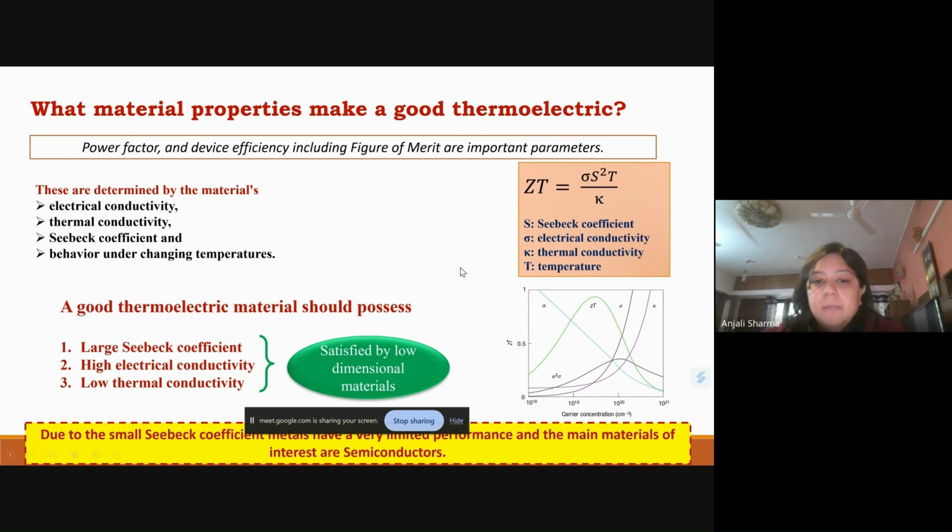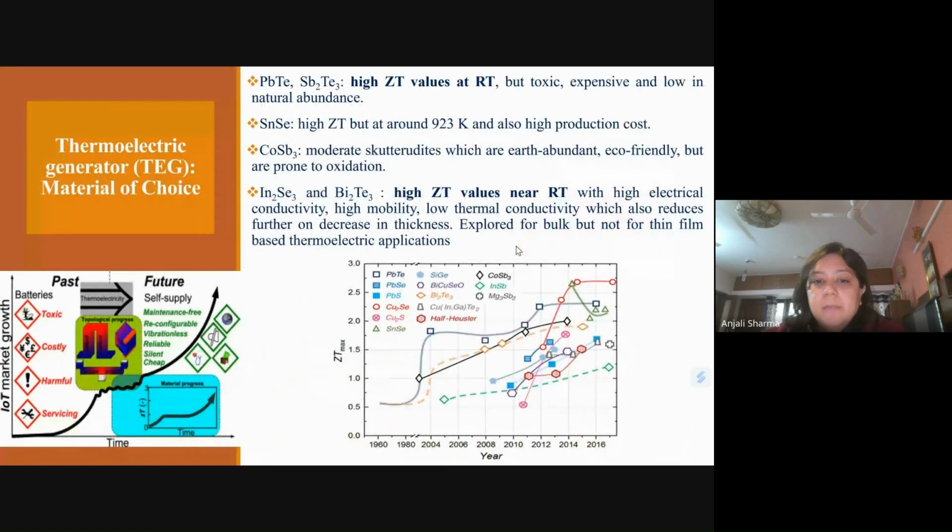So for a material to possess good thermoelectric properties, it should have a large Seebeck coefficient, high electrical conductivity, and lower thermal conductivity values. So these have to be satisfied by low dimensional parameters. Due to the small Seebeck coefficient, metals have very limited performance, and the main materials of interest these days are the semiconductor materials.